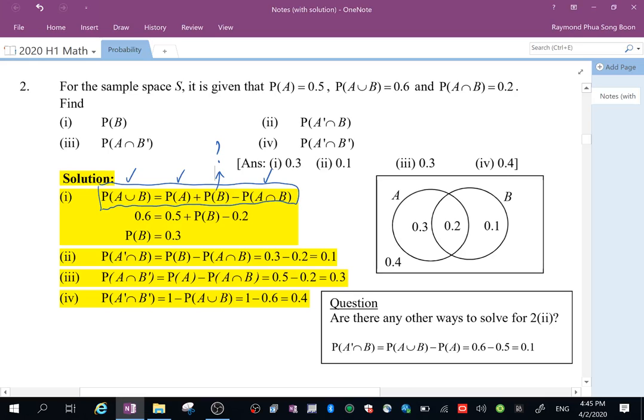So this part, which is outside the two circles, will be 1 minus 0.6, which is 0.4. Okay, so after we have set the stage for all these, work out all these values and represent them on a Venn diagram.